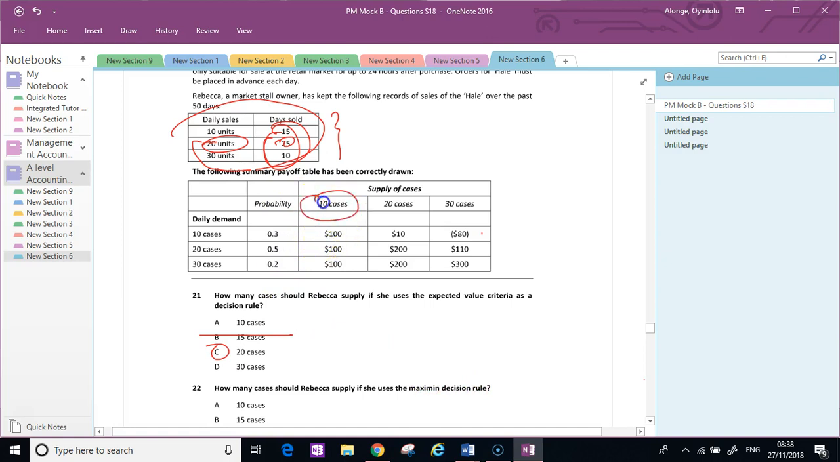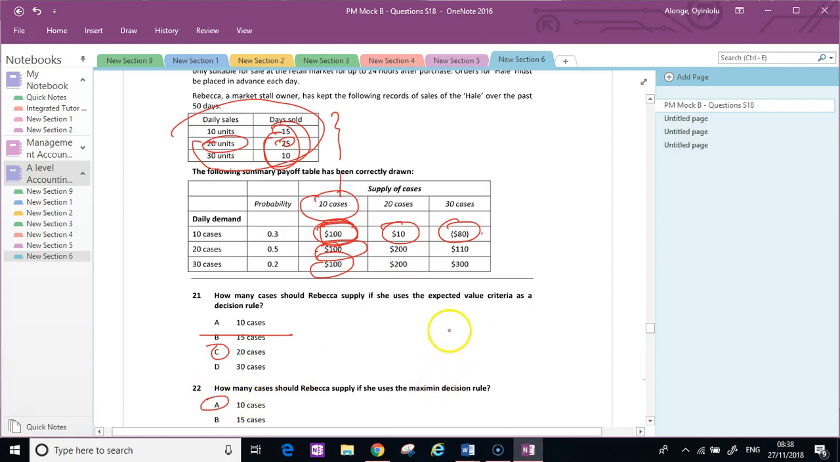If I supply 10 cases, what's the worst that could happen? Well, you'll get £100. Whatever happens, you'll get £100. It's all the same. If I supply 20 cases, what's the worst that could happen? You'll get £10. If I supply 30 cases, I'll lose £80. So I'm maximizing my worst case scenario. I supply this, that's the worst I get. I supply this, that's the worst I get. I supply this, that's the worst I get. So I'm going to pick this one because at least I get £100. So that's why 10 cases is the answer.